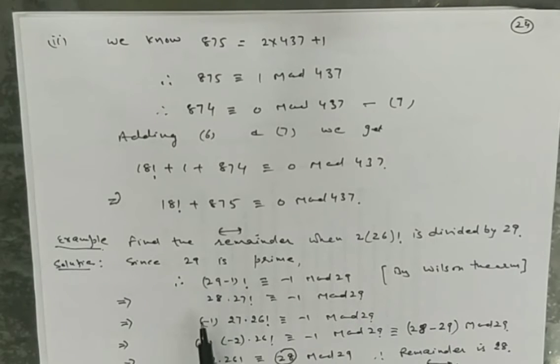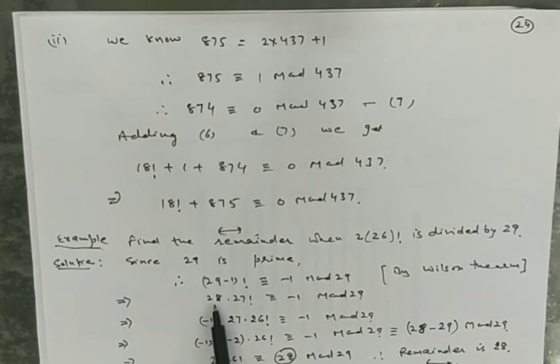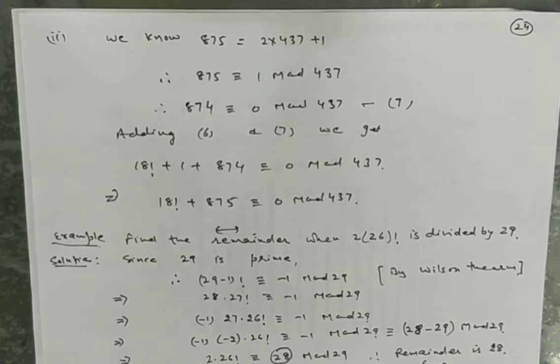Now we write 28 factorial as 28 into 27 factorial. And we know that instead of 28, we can write minus 1 modulo 29. So we get minus 1 into 27 into 26 factorial is congruent to minus 1 modulo 29, because we can expand 27 factorial as 27 into the 26 factorial.